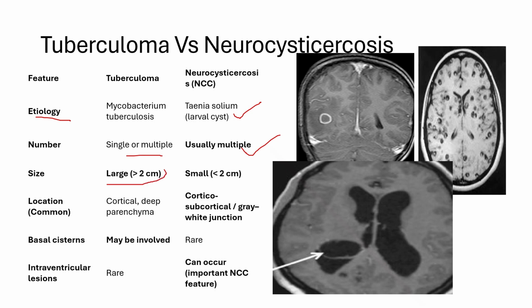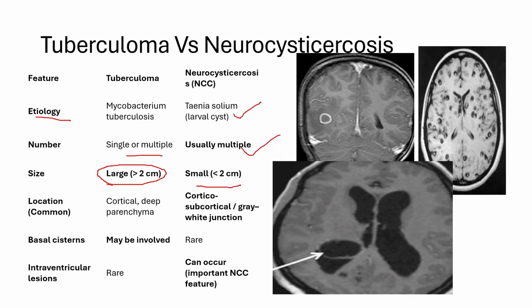And the size criterion is very important, because if it's multiple, then it should be differentiated from NCC. Tuberculoma has a larger size, more than 2 centimeters, whereas NCC is less than 2 centimeters. Location: tuberculoma is mostly seen in the cortical and deep parenchyma, and it can also be seen at the corticomedullary junction, whereas NCC is seen in the cortical, subcortical or gray-white junction.